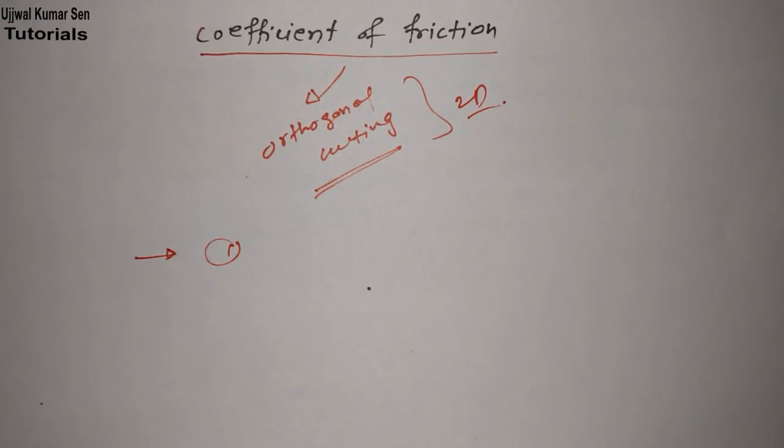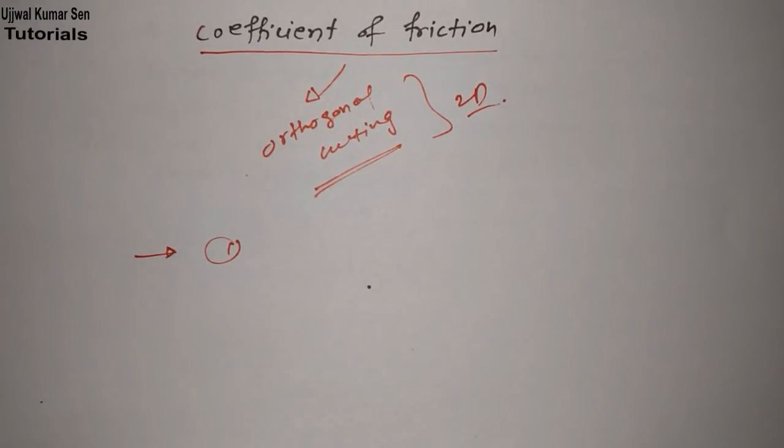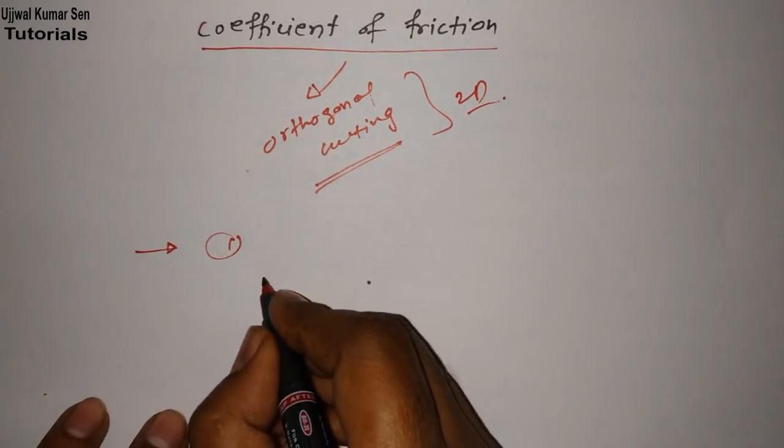Formula plays the most important role. As you know, I have just shared with you that I'm going to share a couple of questions that have been asked in GATE previous year papers, and the questions are based on this formula only. If you know the formula, then you can easily implement it and find the right answer. So what is it?